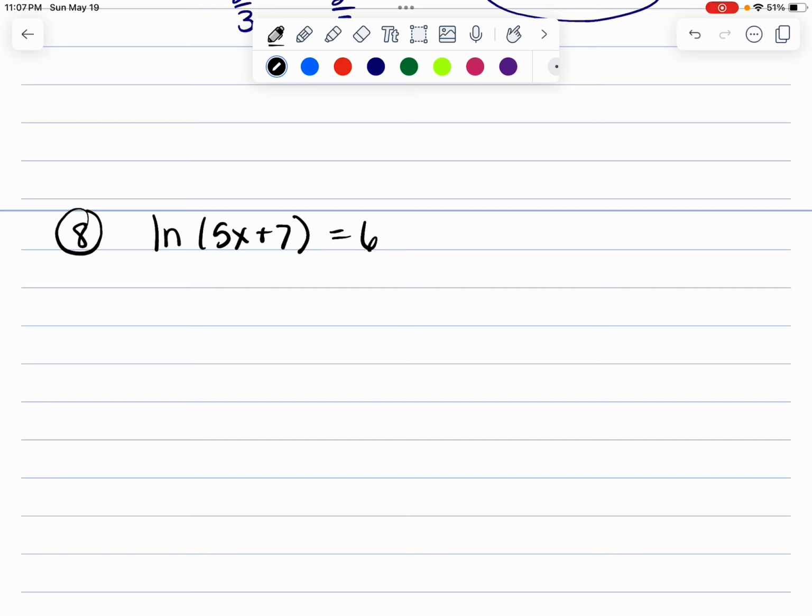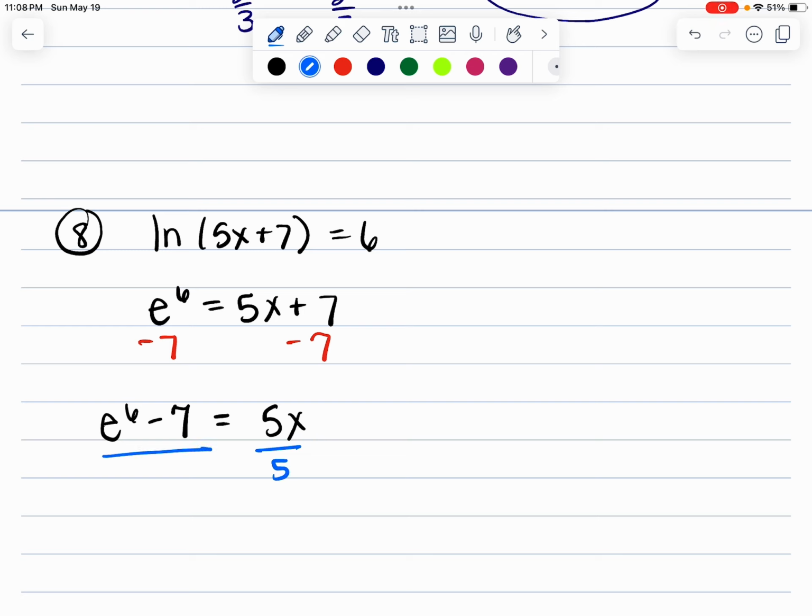I'm just going to rewrite this. I know natural log is the same thing as log base e. So if I rewrote this as an exponential, this would be e to the 6th power equals 5x plus 7. And it's a 2-step algebra equation. I would have to subtract 7 from both sides. Now, again, this is going to be a really not nice decimal, so I'm just going to go ahead and write it out. All right, so I'd subtract 7 and then divide by 5.